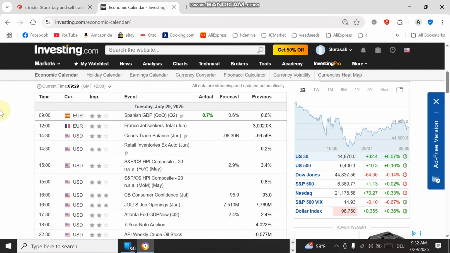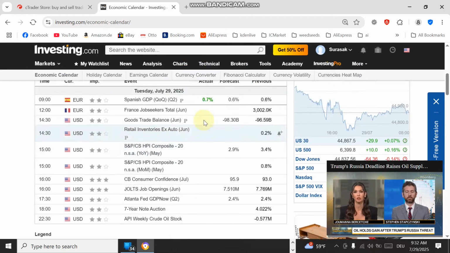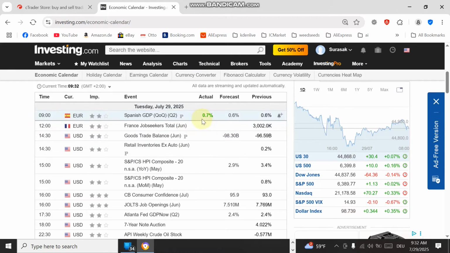investing.com showing that Spanish GDP 0.6 to 0.7, it's getting higher. Will this affect the euro? And that's how we're gonna investigate, find out what it does to the graph. At 12 o'clock midday in German time will be announced another news. Good trade balance. This will be an impact news.